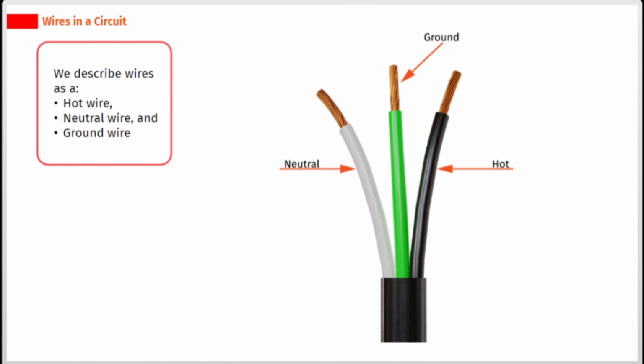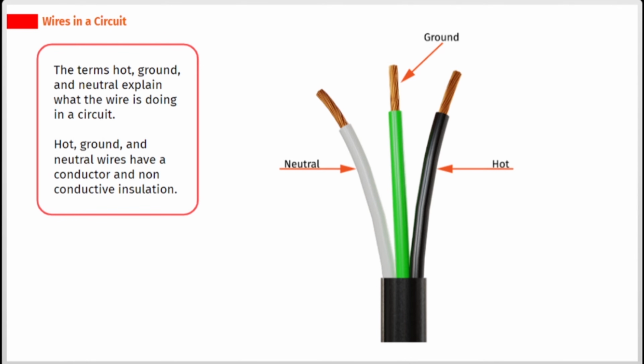We describe wires as a hot wire, neutral wire, and ground wire. The terms hot, ground, and neutral explain what the wire is doing in a circuit. Hot, ground, and neutral wires have a conductor and non-conductive insulation.